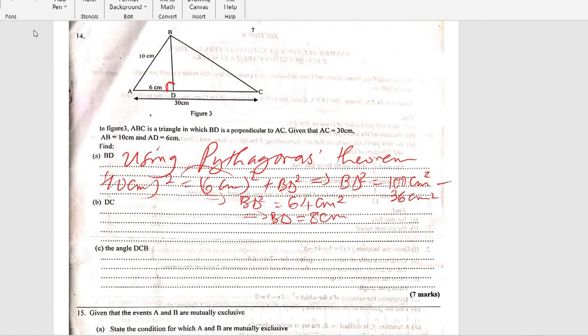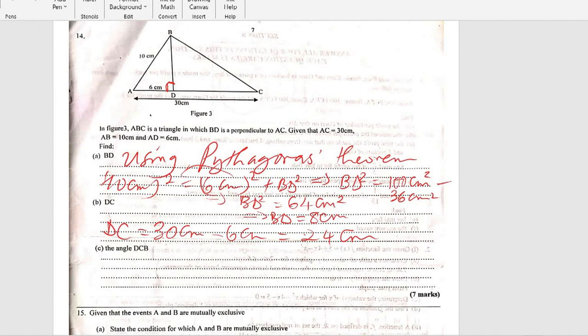DC. From D to C. If from A to C is 30 centimeters, from D to C will simply be subtract, right? We know BD, we know AD is 6 centimeters, then what will be DC? DC is simply 30 centimeters minus 6, gives 24 centimeters. That is from here to here is 6, and all of this is 30, we subtract.